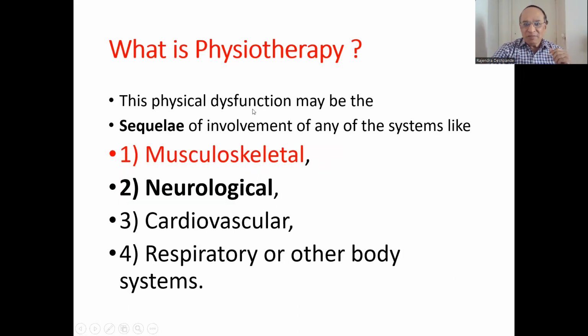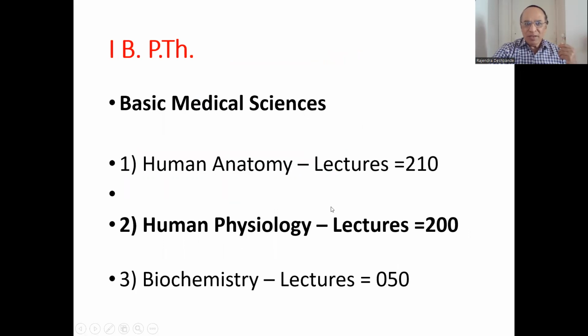This physical dysfunction may be due to the sequelae of the involvement of any of the systems. There may be a problem in the musculoskeletal system, like the bones and muscles. There may be a problem with the neurological element, brain, nerves. There may be a problem with the cardiovascular system, heart and blood vessels. There may be a problem with the respiratory system or any other body system.